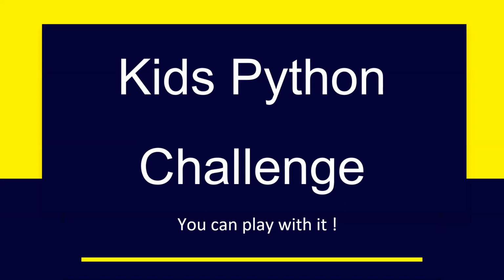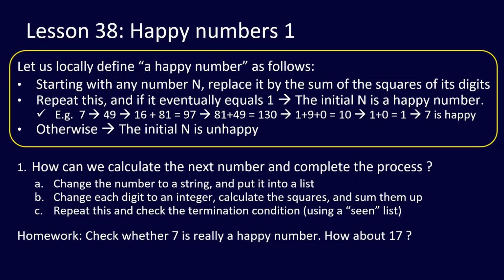Okay, let's continue the happiness check. Last time we kind of locally defined a happy number as follows. Starting with any number n, replace it by the sum of the squares of its digits. So if it's a two-digit number, two squares are computed and then they are added together, and that sum will be the next number. Repeat this process, and if it eventually equals 1, the initial number n is a happy number.